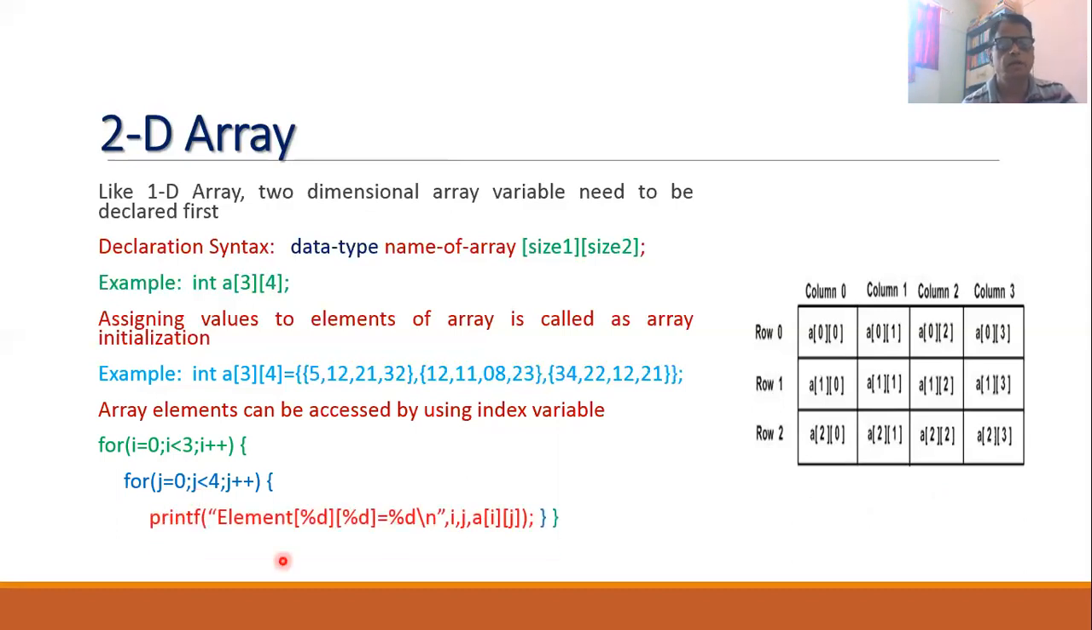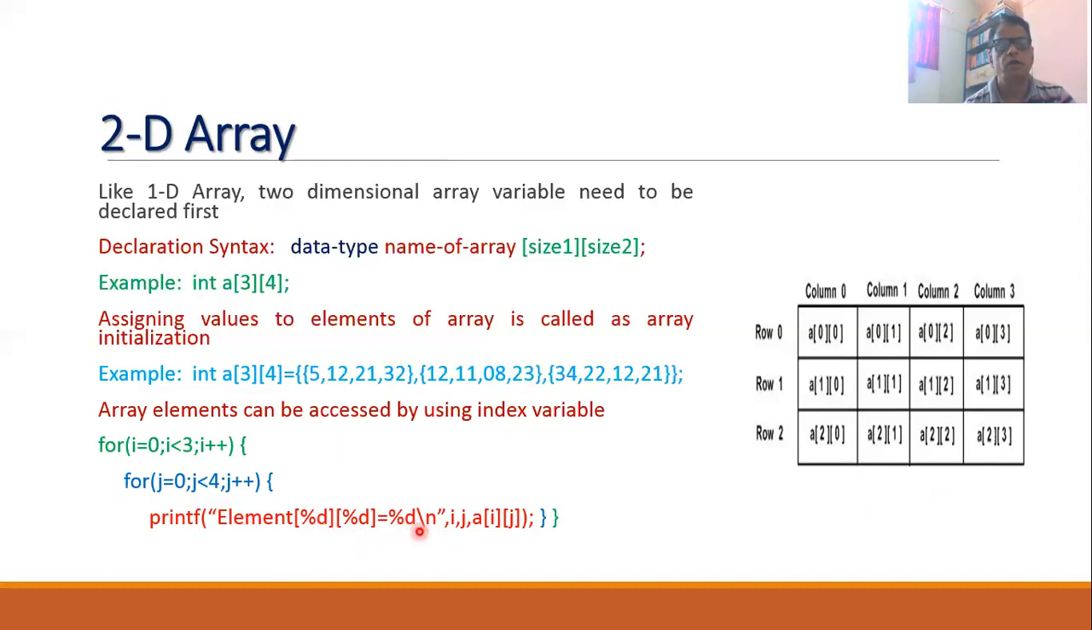So in this example, since our array is a 3x4 matrix having 3 rows and 4 columns, therefore here we will set the condition for the first for loop i less than 3, and for the second for loop j less than 4. And finally, what we are doing is that we are just printing the values of the elements in the array.